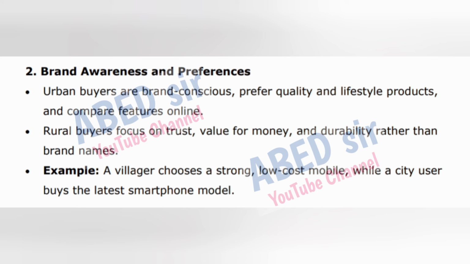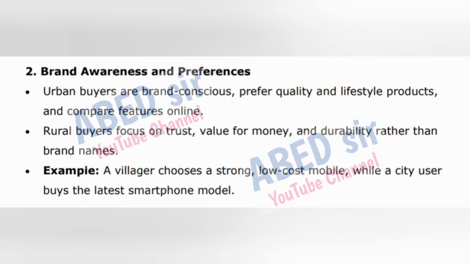2. Brand awareness and preferences. Urban buyers are brand conscious, prefer quality and lifestyle products, and compare features online. Rural buyers focus on trust, value for money, and durability rather than brand names. Example, a villager chooses a strong, low-cost mobile, while a city user buys the latest smartphone model.